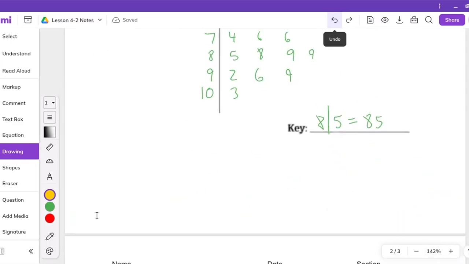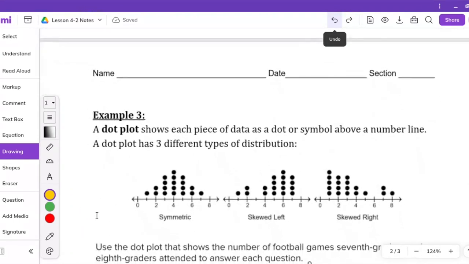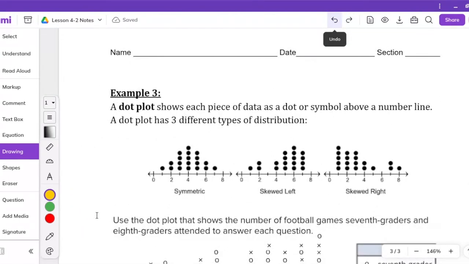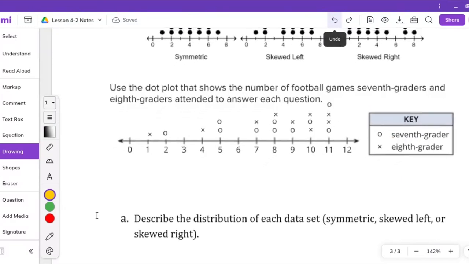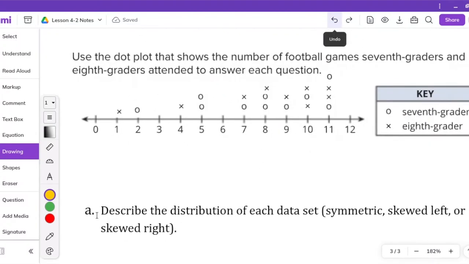All right. Moving on. Let's talk about dot plots. Dot plots, you've experienced these before. They basically plot a dot on a number line to represent one data value. Notice this is called a double dot plot. So this one you've got to read. This is the number of football games 7th and 8th graders attended last year. All the O's are 7th graders and all the X's are 8th graders.